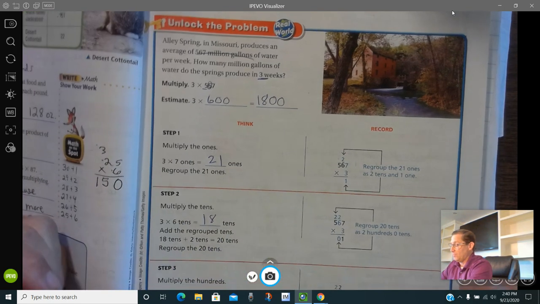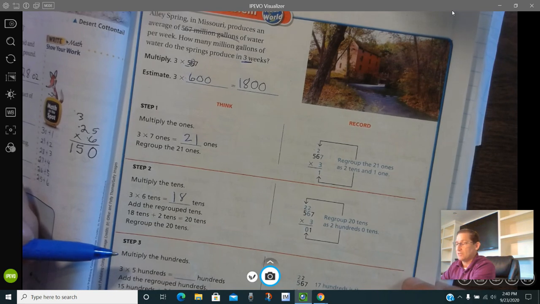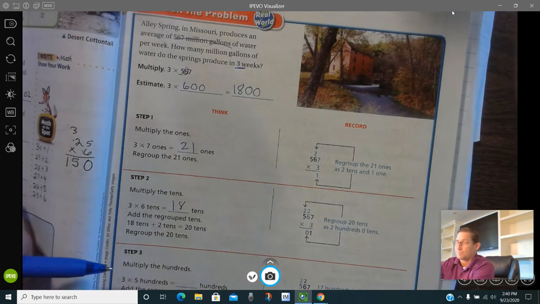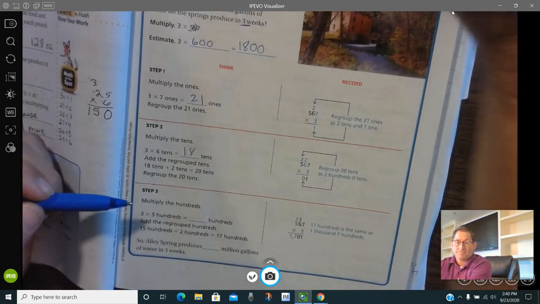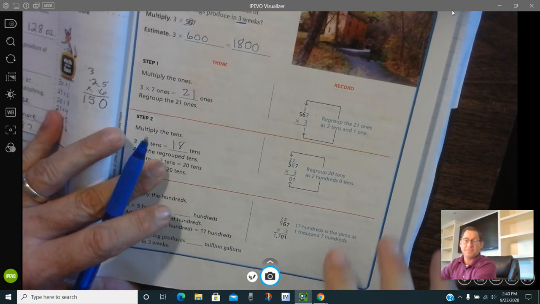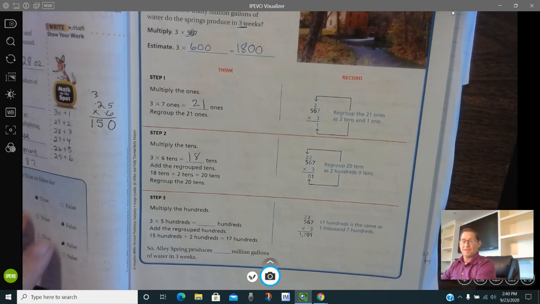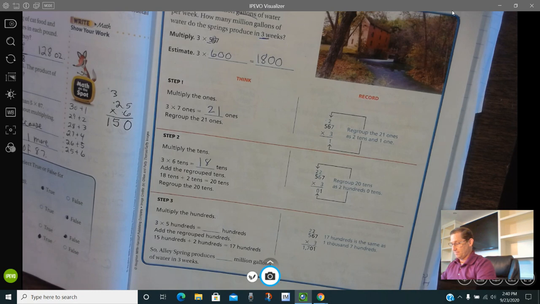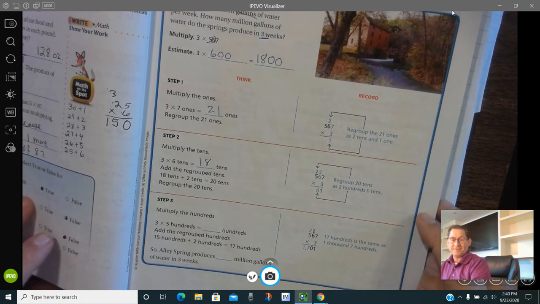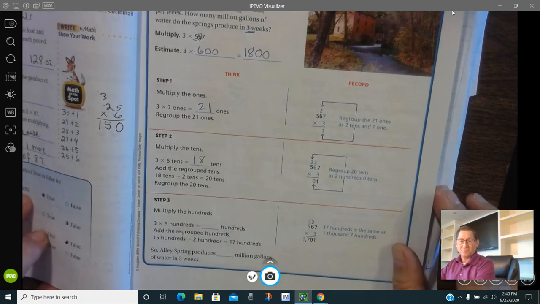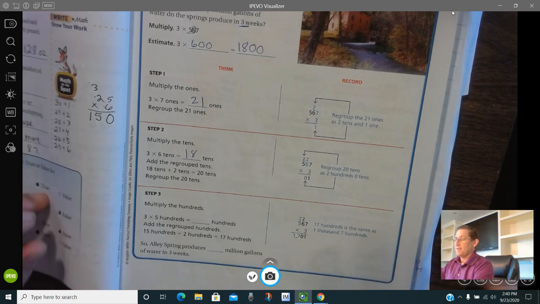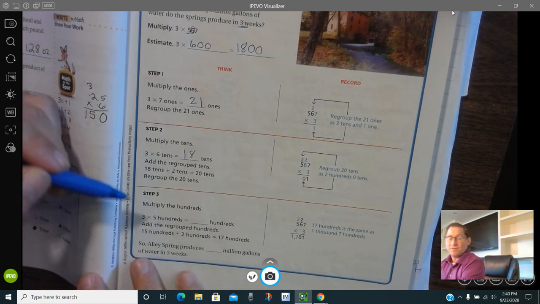All right, so now we're going to move to step 3, and that's going to be multiplying the hundreds. Okay, multiply the hundreds. I'm using a different projector today, so it's a little different for me, so bear with me. All right, so multiply the hundreds.